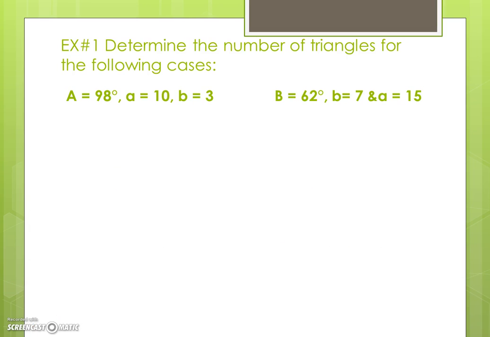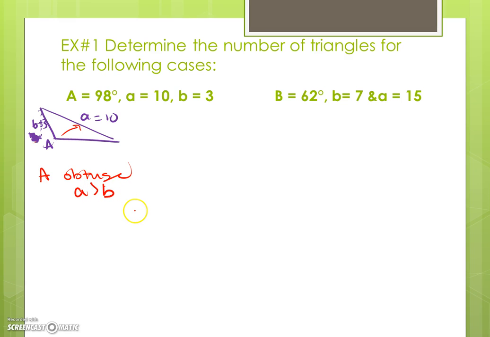So what we're going to do here is determine the number of triangles for the following cases, given these angles. So you have your A and your B. This is going to be the SSA case. In this case, I have an obtuse angle A, its opposite side A, which is 10, and its other side B, which is 3. So we see that A is obtuse, and that its opposite side A is bigger than B.